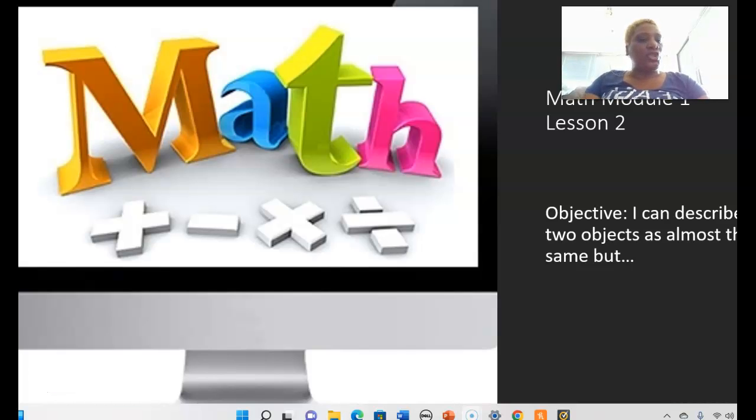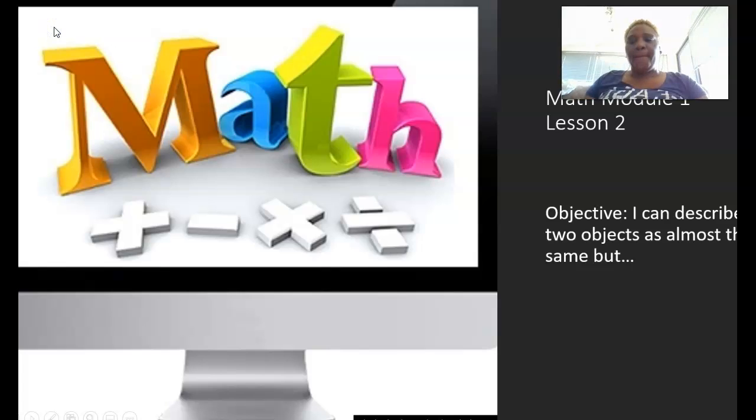Today our lesson is lesson 2, and the objective is I can describe two objects as almost the same, but different. So remember, in our first lesson we looked at objects that were exactly the same. And now we're going to look at objects that are almost the same, but there's going to be something a little different. And when we look at differences, we're going to be looking at size, the shape, the pattern, the color. So what makes them different? All right, friends, let's get into our lesson today.